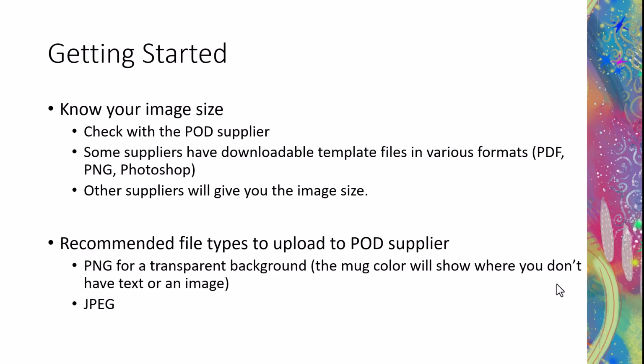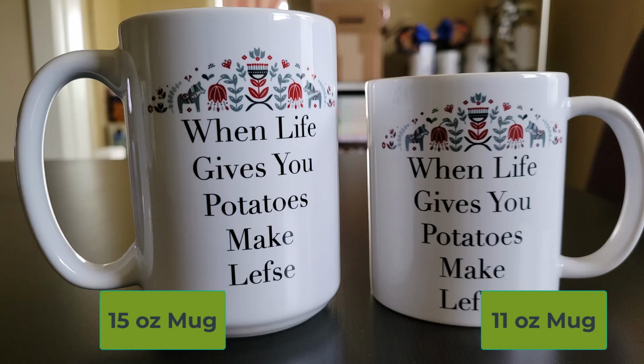And that's another important thing to know and check with the print on demand supplier: what kind of file do you need to provide to them? Usually it's going to be a PNG or a JPEG. PNG is what I use most of the time for mugs, because in most of my designs, I want the mug to show through where I haven't specifically put words or an image. But you could also use a JPEG, particularly if you're using a solid color for the entire background.